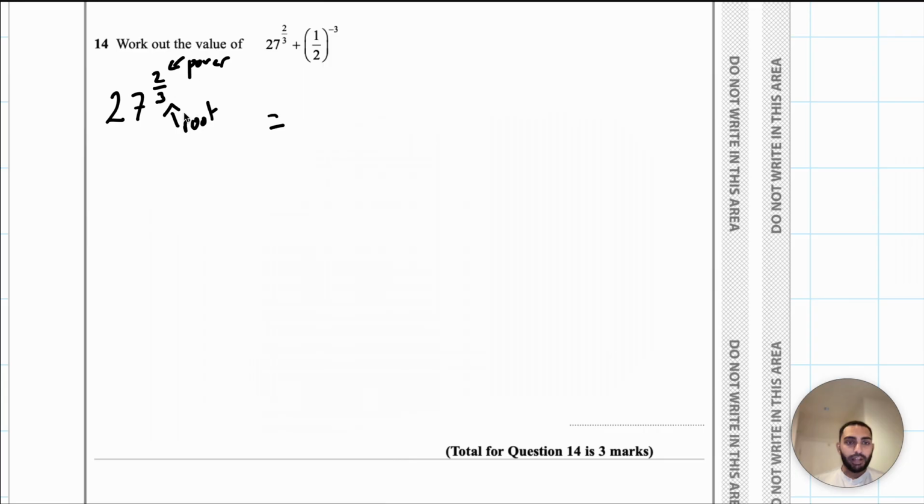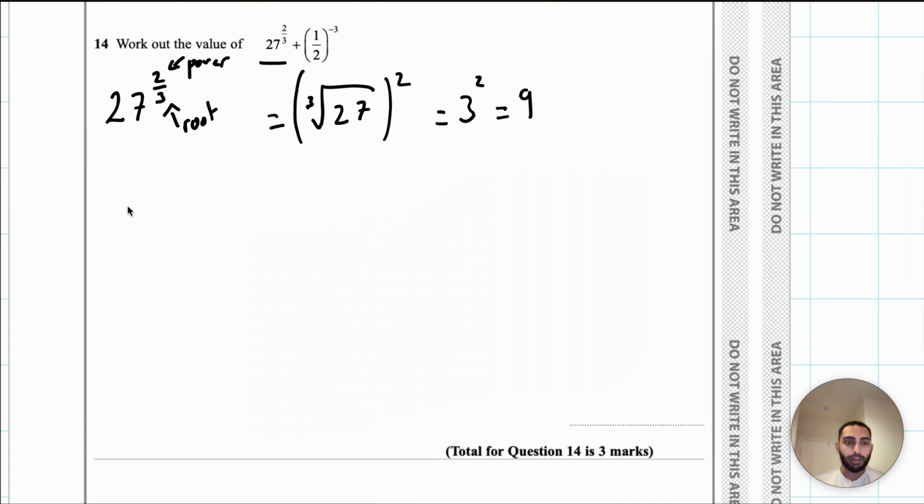So I'll rewrite this as the cube root, because it's a 3, of 27, and then I need to square that number. So the cube root of 27, what multiplies by itself 3 times to give me 27, that would be 3. And 3 squared would be equal to 9. So I've done that first part.